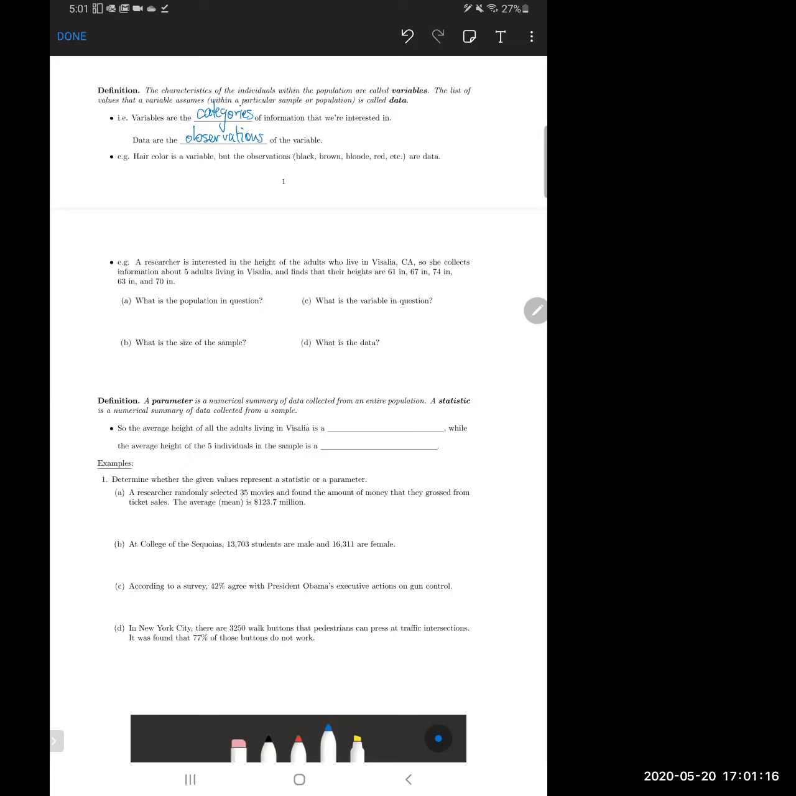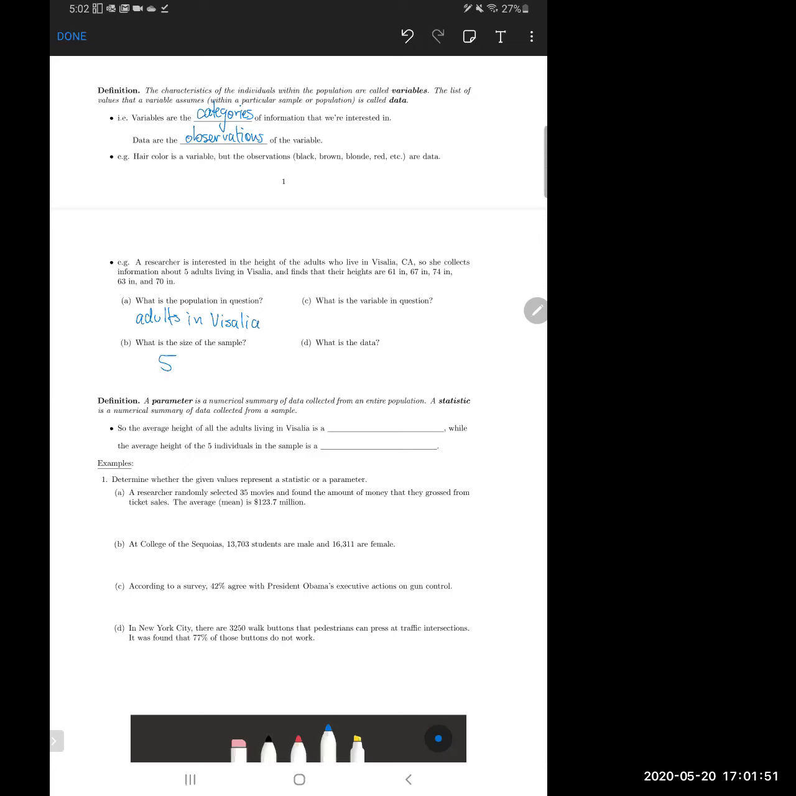I'm going to go ahead and give you my answers now, okay? So what's the population in question? Well, she wants to know the height of adults who live in Visalia, so the population in question would be adults in Visalia. Part B asks, what is the size of the sample? Well, it says she collects information about 5 adults living in Visalia. So I think our sample size would be 5.